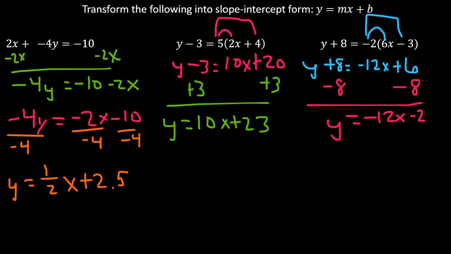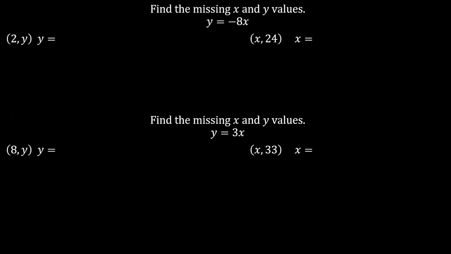So we're just going to find the missing x and y values. If we're given the point 2 comma y, then y is going to equal what? Well, we take the 2 and we put it in for x. So y is going to equal negative 8 times 2, which is negative 16.